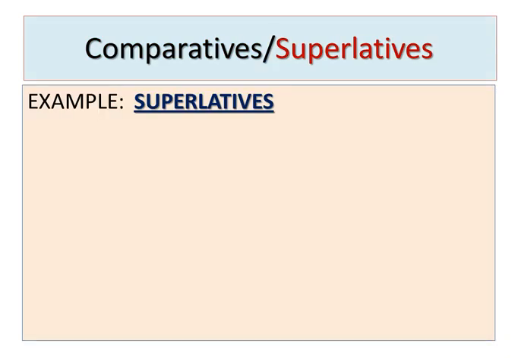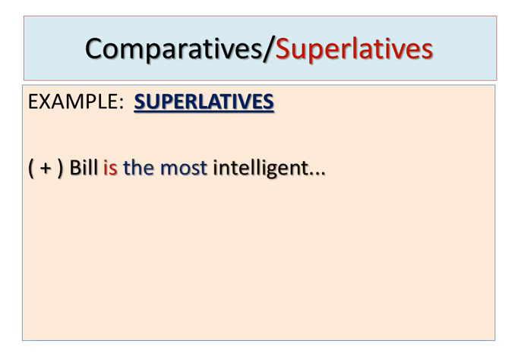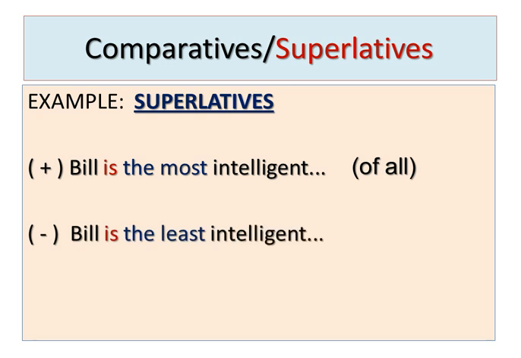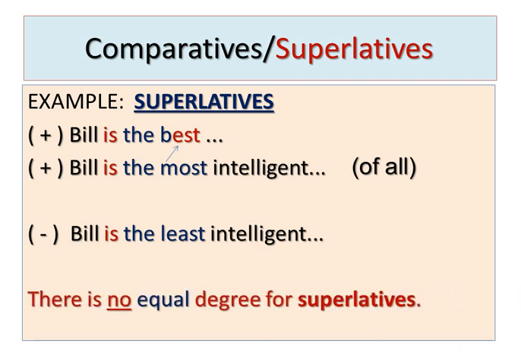Let's look at superlatives with adjectives. So in a positive sense, we say Bill is the most intelligent. And here we can decide to name the group, or we can not name the group because it is understood that we're now comparing Bill to more than one person. In the negative form, Bill is the least intelligent of all. Le moindre. If we have a short adjective, then we say Bill is the smartest, where we put est after the adjective. And please note that there are never any equalities in superlatives, so there is no equal degree in superlatives.